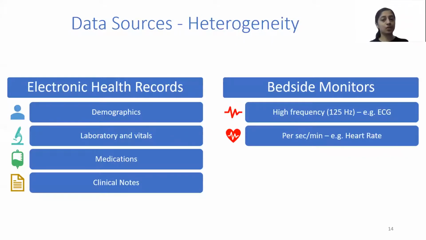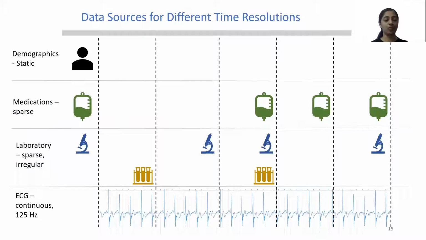This different data sources is not the end of the heterogeneity. All of these heterogeneous data sources also are present at different time resolutions. For example, demographics is typically a static kind of data source, which is obtained from a patient only once. That is typically at the time of admission of the patient. The medications, on the other hand, are given to the patients as and when required.